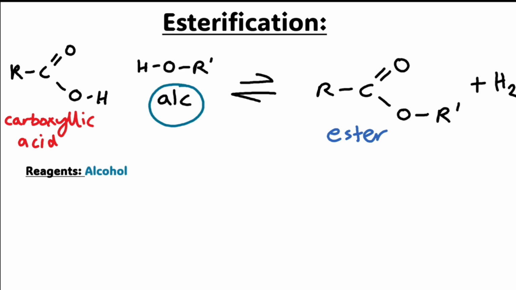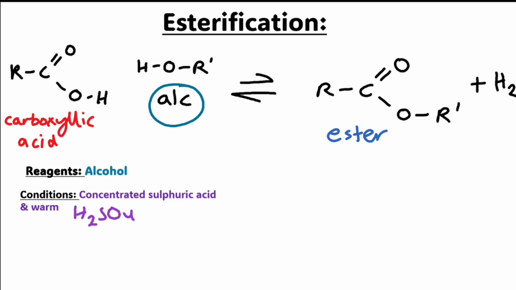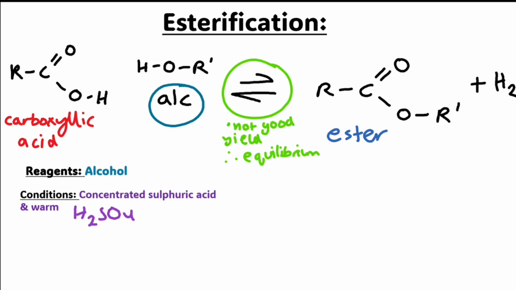So there's reaction with alcohol. The reagent is alcohol because that's what you react it with. That's what a reagent is. So you react a carboxylic acid with an alcohol. Could be any: primary, secondary, tertiary alcohol, whatever. And then the conditions for esterification are concentrated sulfuric acid, and it has to be warm. Okay? Concentrated H2SO4 and it's warm, okay?